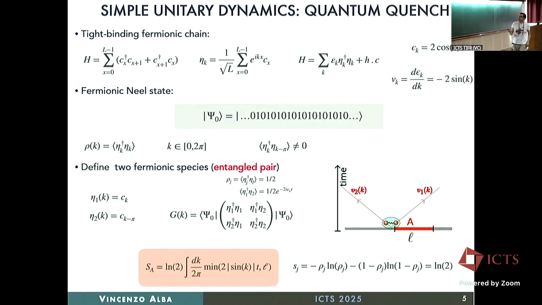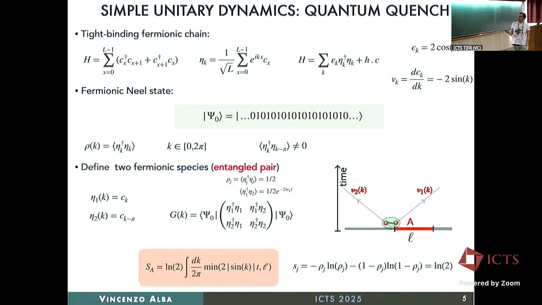Then you can perform a quench. You can take an initial state like this, which is a Néel state, so 0, 1, 0, 1, 0, 1. And then you notice a very crucial thing. If you consider the Fourier transform operator, c_k, and you consider the expectation value on the initial state of c_k^† c_k', you see that this matrix is non-diagonal. It has a diagonal part, and it is also non-zero if k and k' differ by π. This is due to the simple fact that you have a two-site translational invariance.